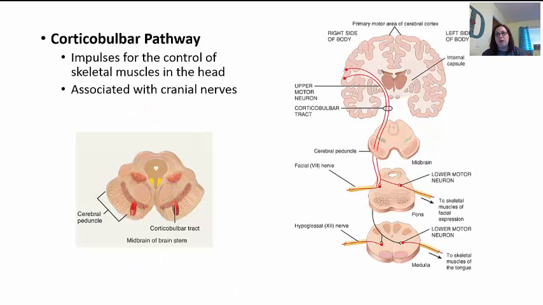Now, the second pathway we want to look at that's part of this direct pathway is called the corticobulbar pathway. This is where impulses are going to be for the control of your skeletal muscles in the head. So these are going to be more for your cranial nerves, and that's why it's called the corticobulbar, because the information is going to leave through the medulla. It's not going to actually go through the pyramids, because it doesn't go further down in the spinal cord. It's going to leave before that point. And so these are going to be for your cranial nerves, which help you with facial expressions, saliva, chewing, those types of things. Okay, so the corticobulbar pathway.